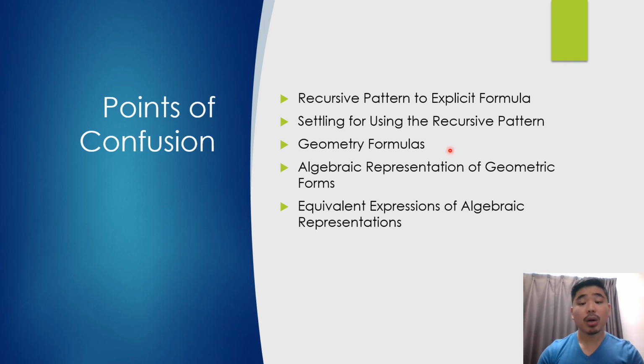Many of my students were also confused about geometry formulas, such as the area of a triangle, area of a square or a rectangle, and what those formulas were and how to apply them. And probably one of the biggest points of confusion was my students had a difficult time expressing what they observed in geometric form into an algebraic representation. They didn't know how to take what they saw and what they could explain to me verbally about the shapes and the patterns that they watched and observed and write it using an algebraic expression.